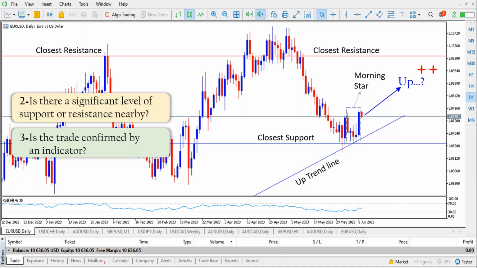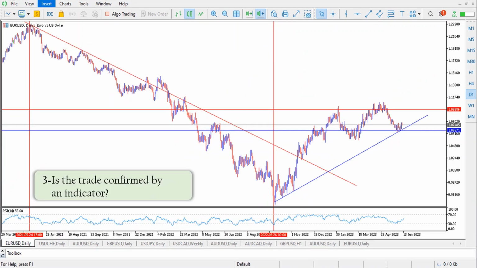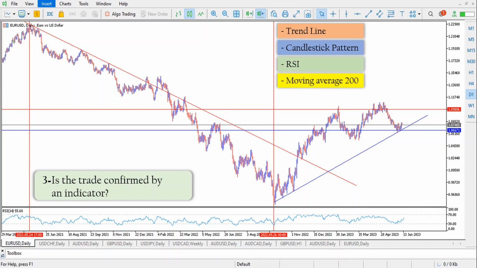So mostly in my trading strategies, I'm combining 5 types of indicators. 1, trend line. 2, candlestick pattern. 3, RSI. 4 and 5, 200 daily simple moving average and 14 days moving average. So up to this time, we already applied the trend line, which was okay and shows that the market will go up, and the candlestick pattern also confirms that the market will go up.